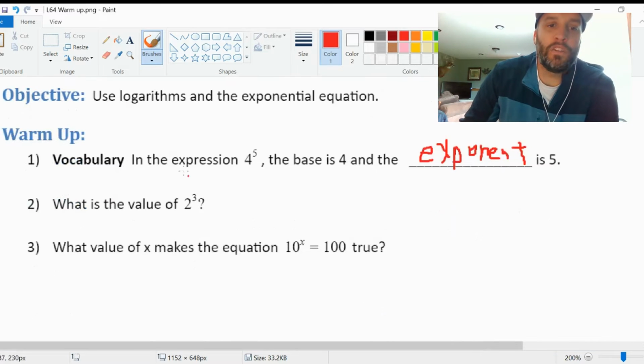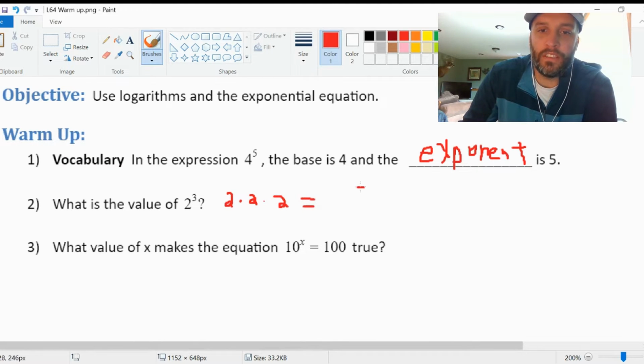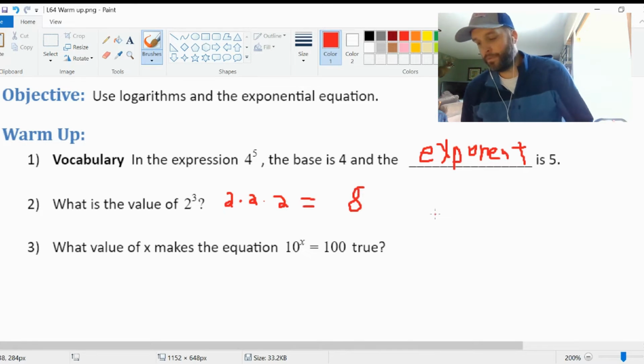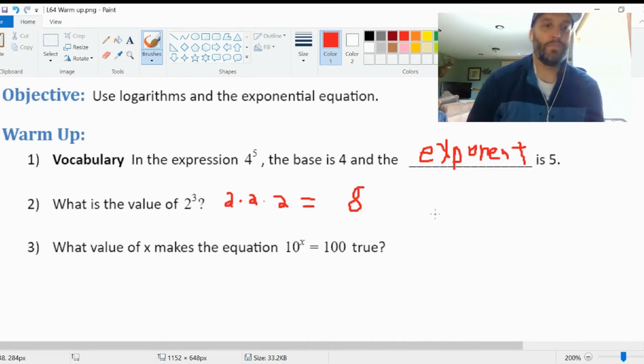Part 2, what is the value of 2 to the 3rd power? Well, 2 to the 3rd power would be taking 2 times another 2 times another 2. 2 times 2 is 4, times another 2 is 8. Now here's what we're going to be looking at today. We are going to be finding missing exponents using what are called logarithms.